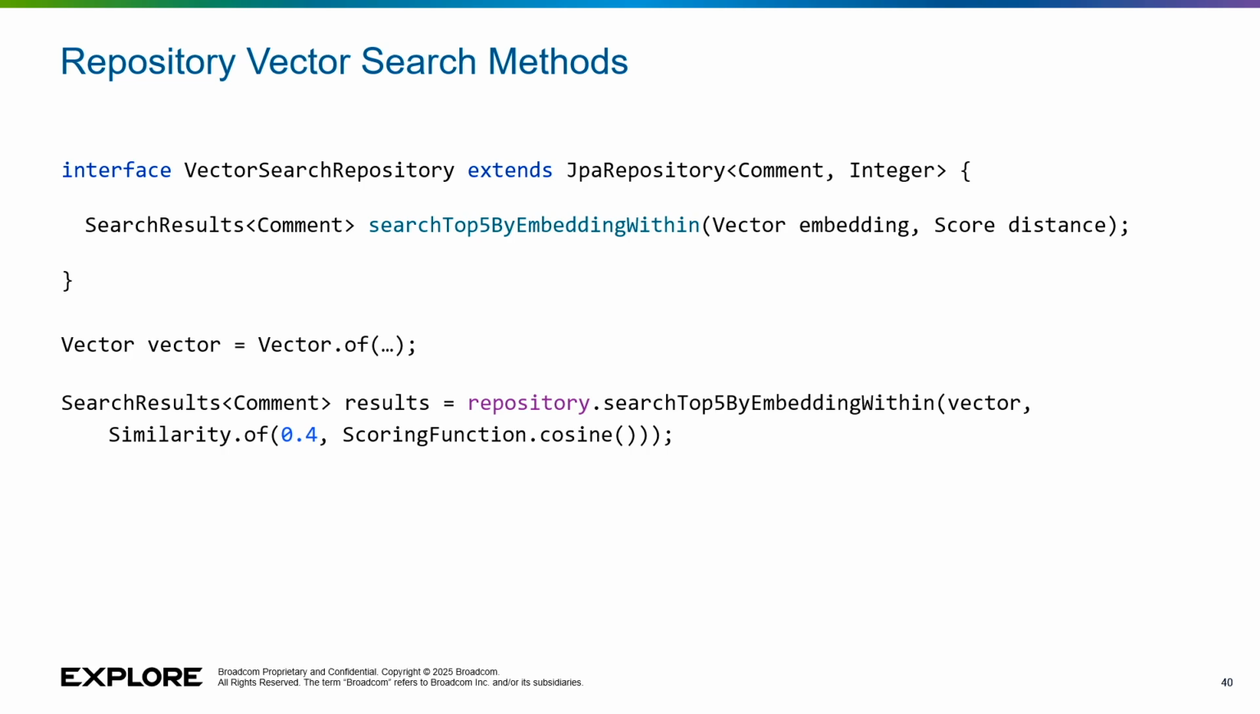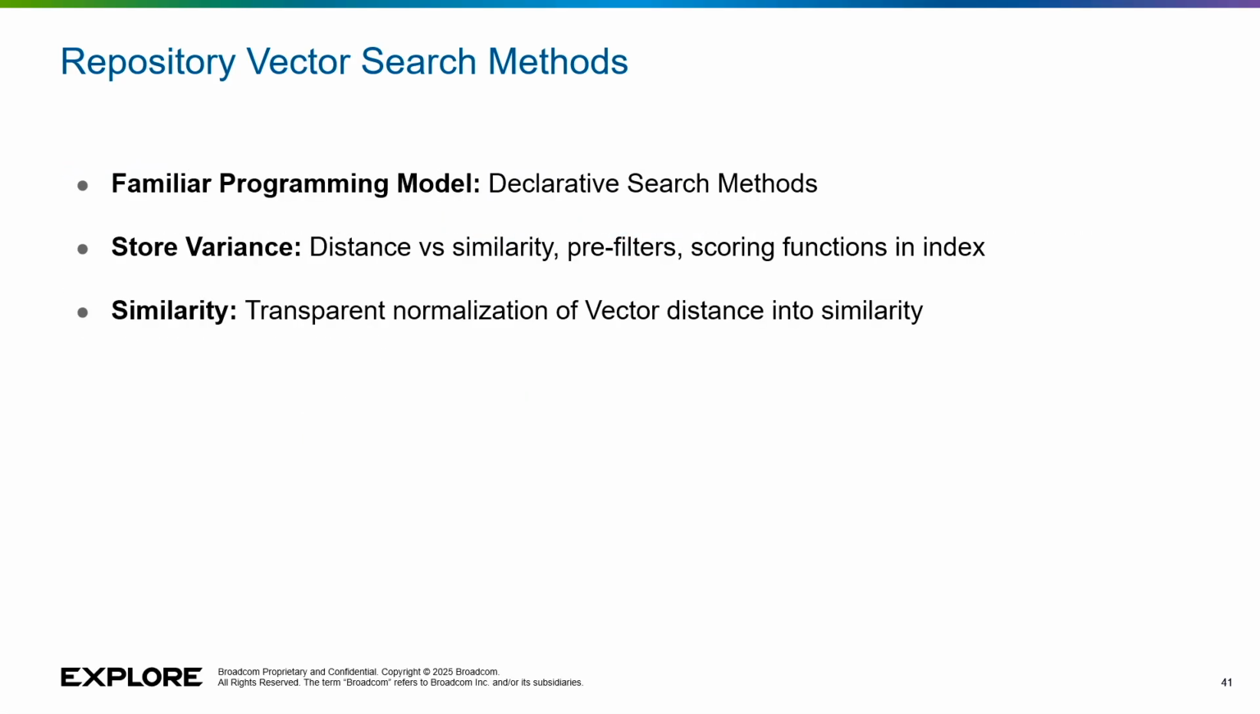So here's how you would use it. You set up your vector, and then here, repository, search top 5, and then you get results. Again, it gives us a familiar programming model declaratively. It also encapsulates us from the store variant. Vector search is different with Mongo, vector search is different with Cassandra, et cetera, et cetera.